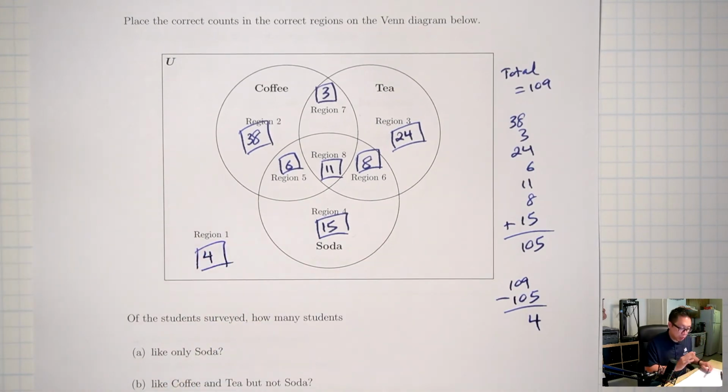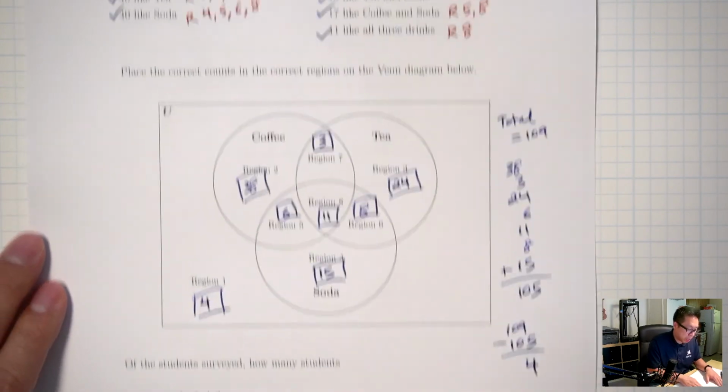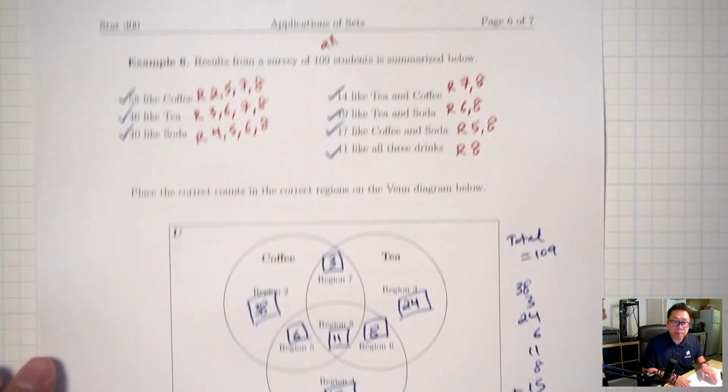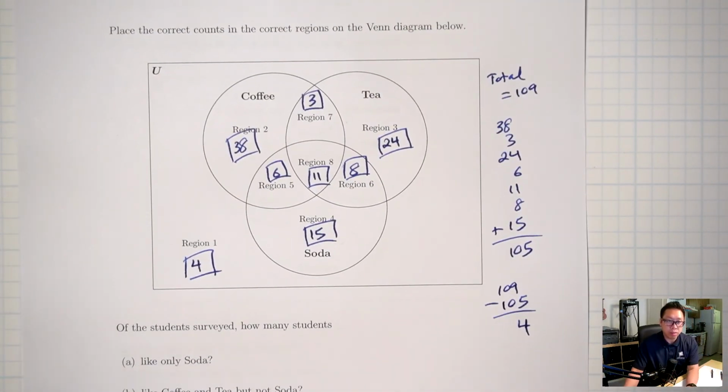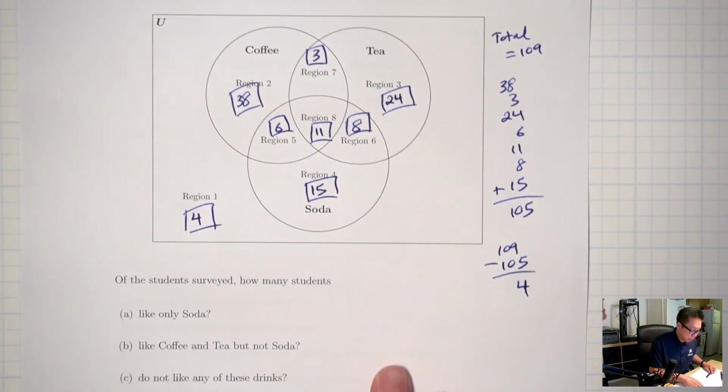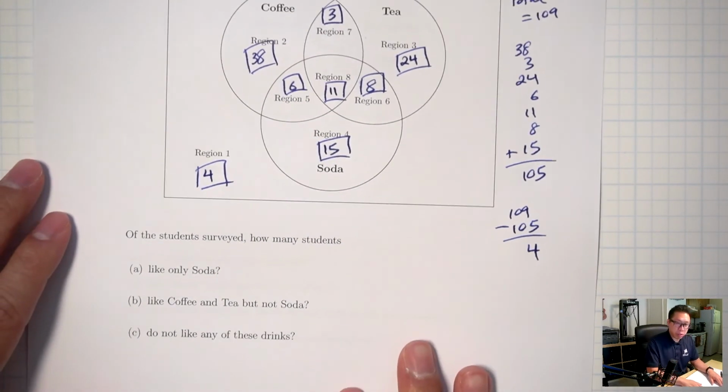And just as a final double check here, let me add up all those numbers and make sure it's equal to the 109. All right, so let me go 38 plus 3 plus 24 plus 6 plus 11 plus 8 plus 15 plus 4. Good. It is 109. All right, so we're good. And now I can answer my questions here.